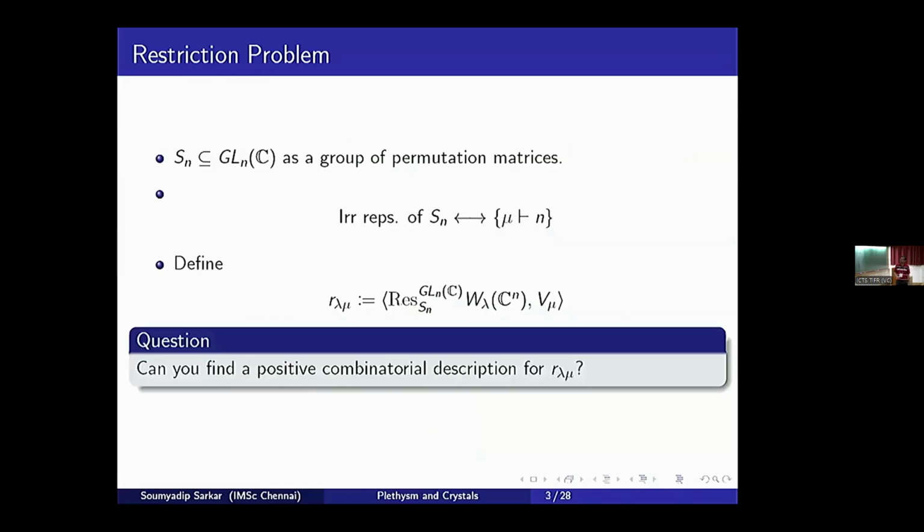Now the group of permutation matrices sits inside GL_n(C). So S_n sits inside GL_n(C). And we know that irreducibles of S_n are parameterized by all partitions of n. We are interested in this restriction problem: you take an irreducible Weyl module W_lambda of GL_n(C), restrict it to S_n, and ask how it decomposes as an S_n module.